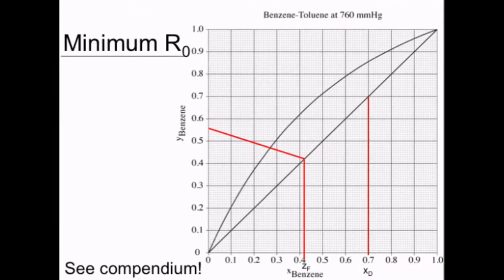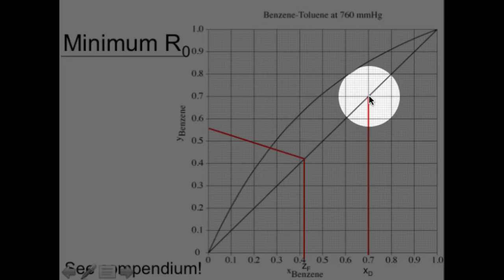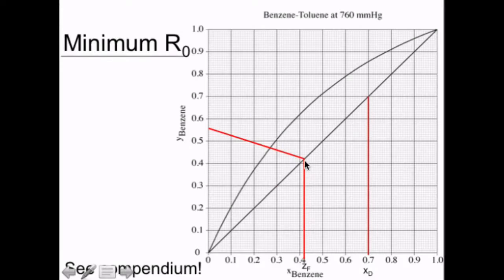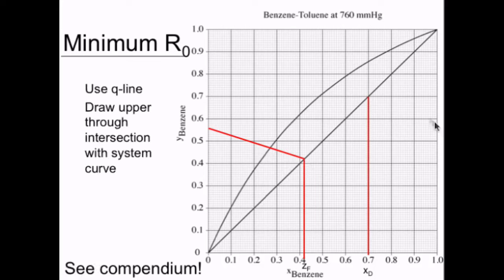The B question concerned the minimum reflux ratio. So we start by identifying XD here. So the upper operating line should start in this point here at the diagonal where XD equals 0.7, and then we draw the Q line as before. And then we draw an upper operating line from here to the intersection between these two lines, the Q line and the system curve. And why do we do that?